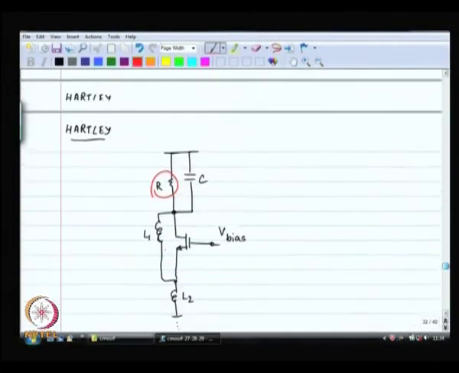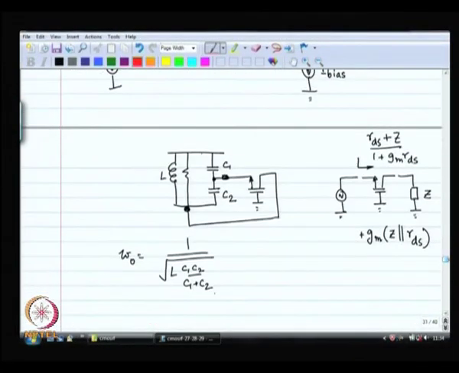And all of these are popular oscillator topologies. They all use some sort of feedback, some sort of positive feedback mechanism at the chosen frequency of oscillation. All right. So, with this we are going to move on to the next topic.